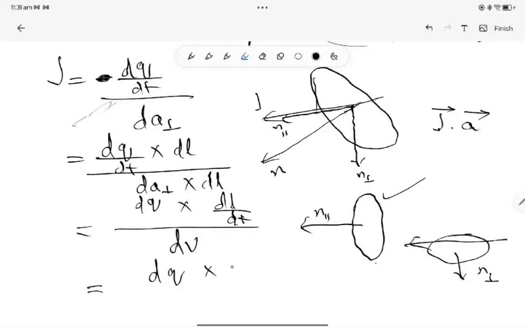Therefore, it is velocity of the charge divided by dv. But what is dq by dt? dq by dt is charge density, volume charge density into v, velocity. And this is, my dear, the relation between current density and velocity. We will need this. One more thing.